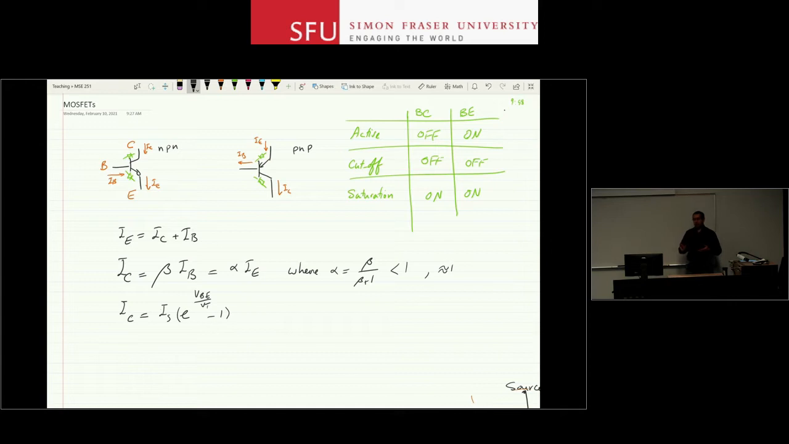So your collector terminal in the active region behaves as one end of a current source because it's a reverse bias diode, and that current is given by the base emitter voltage because it was the base emitter current that was collected and put out at the collector terminal, right? So these are the three foundational equations that we have.